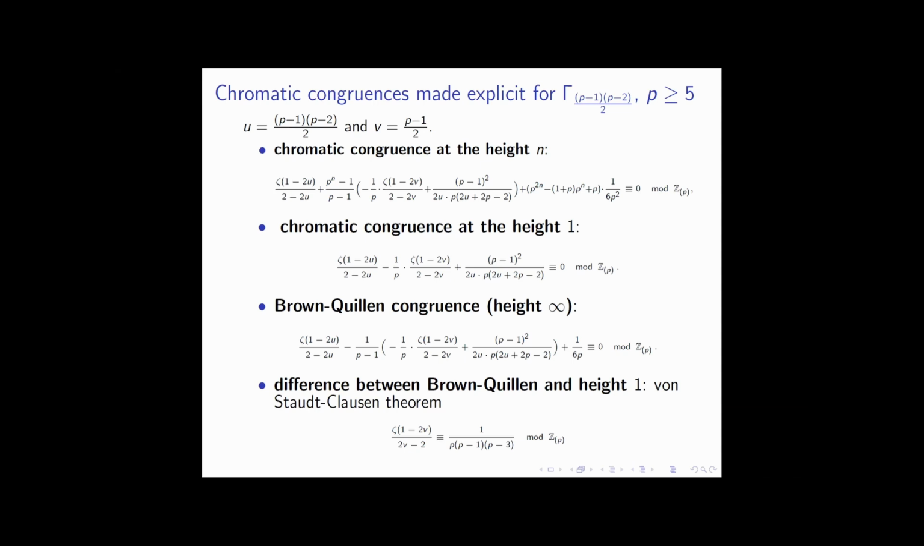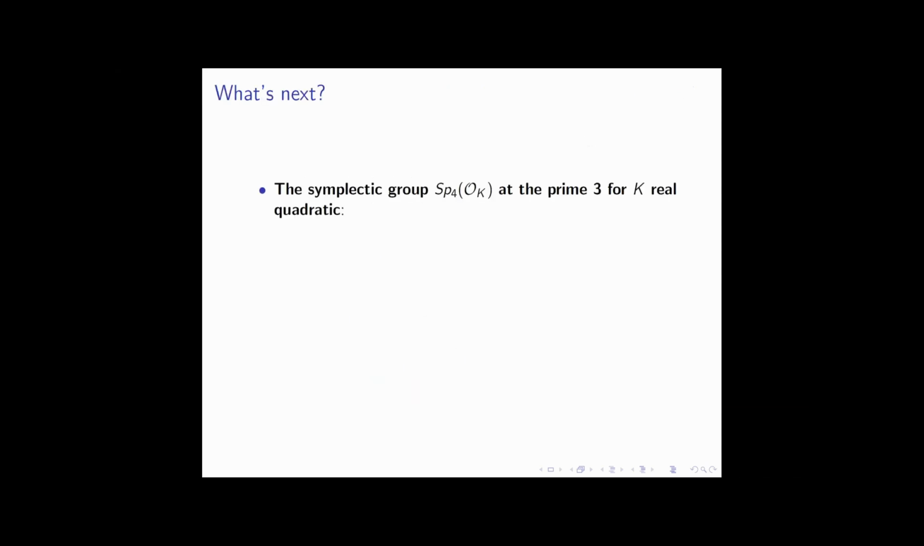So potentially there are more congruences for Bernoulli numbers if we can make all the congruences explicit at any height. But well, I don't know if I can manage that. So what's next? Just to give you an update about the next thing to do: we can try to look at the symplectic group Sp4 at the prime 3. This should say something about this product. A lot of results are known about this, but not so many about this. The reason probably being that people like Brown did not really look at this group, because they had to look at all the elementary abelians here, but now we don't.